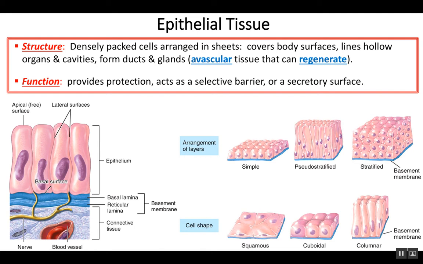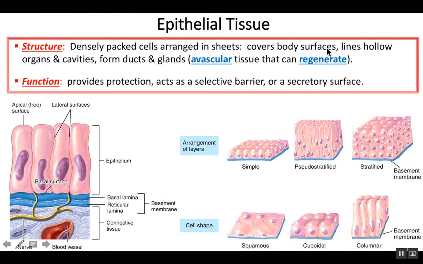And then epithelial tissue is also used to make other structures like ducts, which are little tubes that might transport secretions. Like sweat glands have sweat ducts, and those little tubes, those little sweat ducts are made up of epithelial tissue. A couple important features of all epithelial tissue is that it's avascular. Avascular means without blood vessels. So there's no blood vessels in epithelial tissue.